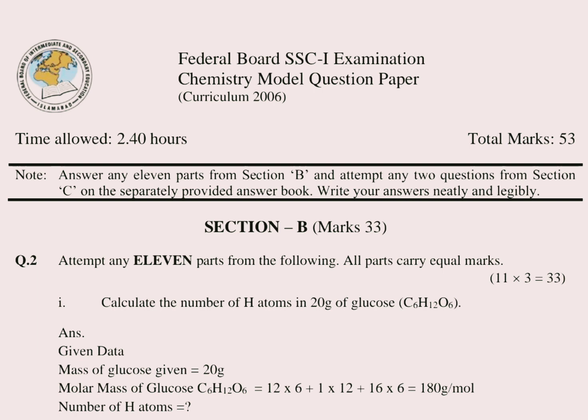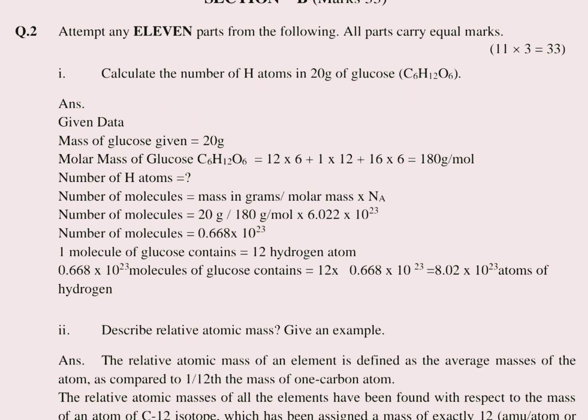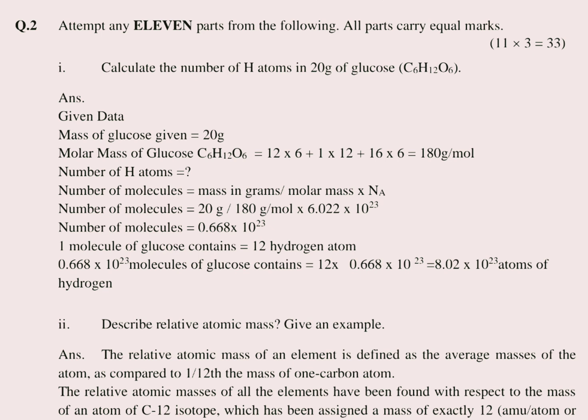So here we go. The given data is the mass of glucose, and what other thing you can determine is the molecular mass. It's a simple thing, just carbon, hydrogen, and oxygen. According to their number of atoms, you multiply with their atomic mass and you get the answer. It is 180 gram per mole. What you need to calculate is the number of hydrogen atoms. So you just need to put the formula.